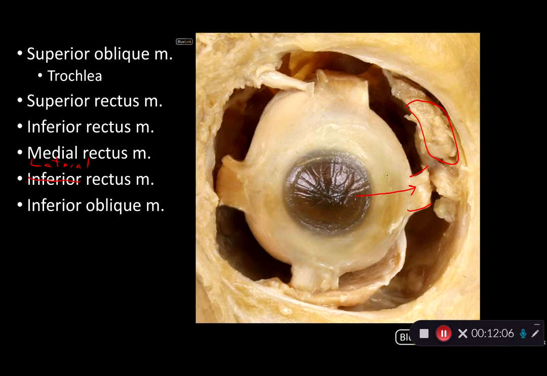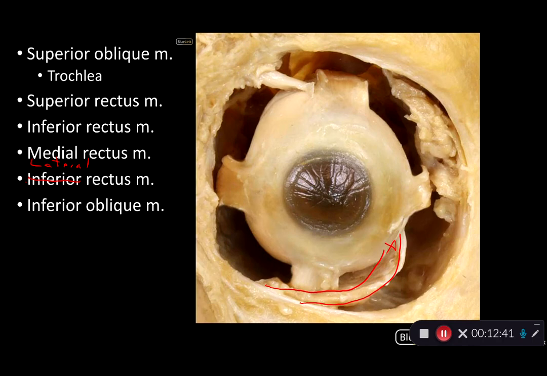And then finally, we have the inferior oblique muscle. So the inferior oblique muscle originates on the floor of the orbit, so the orbital part of the maxilla, and it inserts on the sclera of the inferior eye there. The inferior oblique muscle serves several functions.